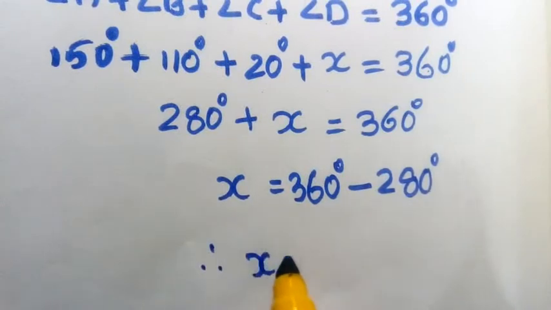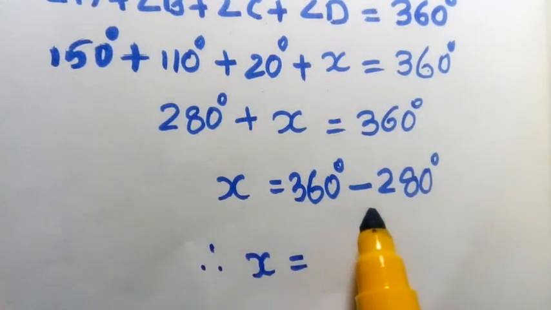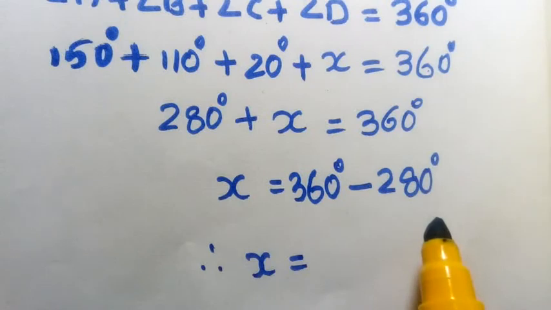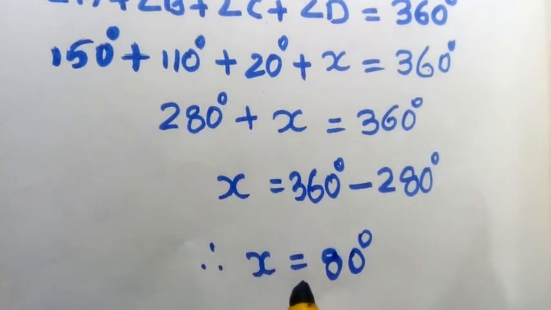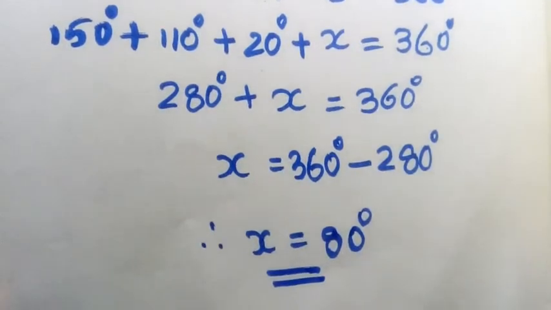Therefore, x is equal to, what is 360 minus 280? Yes, 80 degree. So, x is equal to 80 degree. The unknown angle is equal to 80 degree. If you add 80 degree with the other three angles, you will get 360 degree.